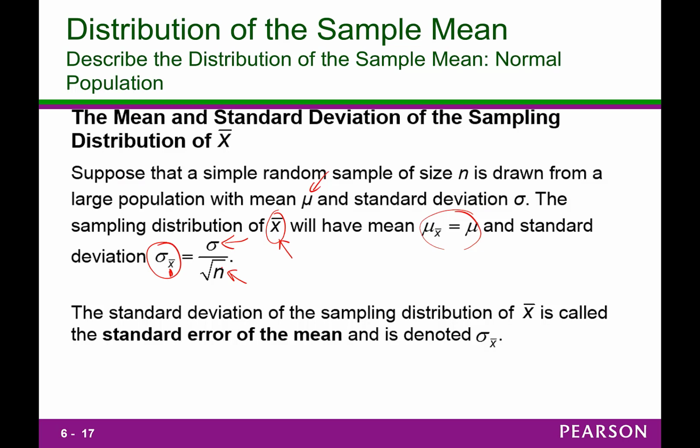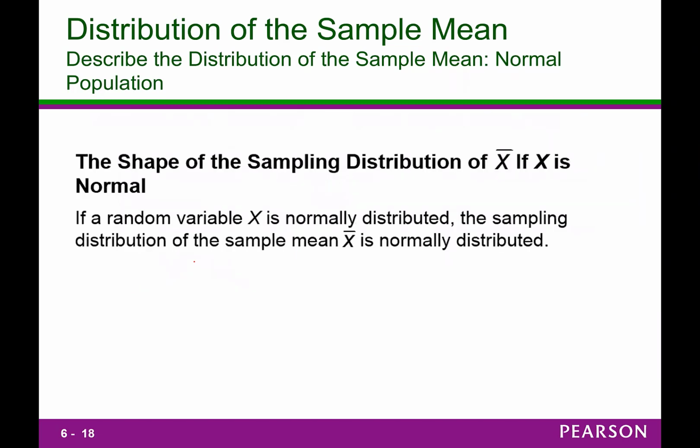The standard deviation of the sampling distribution of x bar is called the standard error of the mean and is denoted by this. Actually, the standard deviation of the sampling distribution for all x bar is this, and this standard deviation received the name of standard error of the mean. I will explain later why.